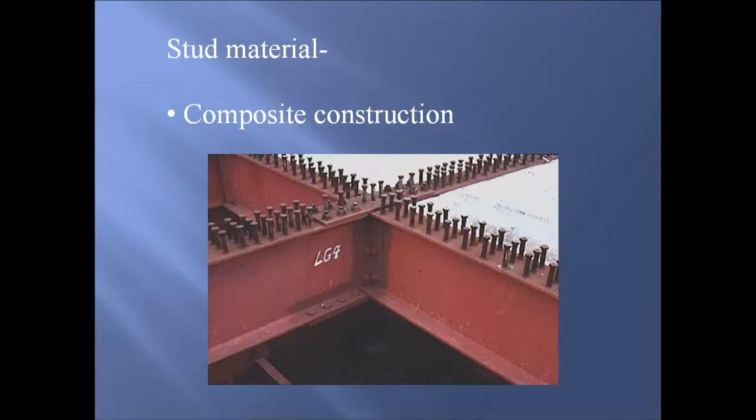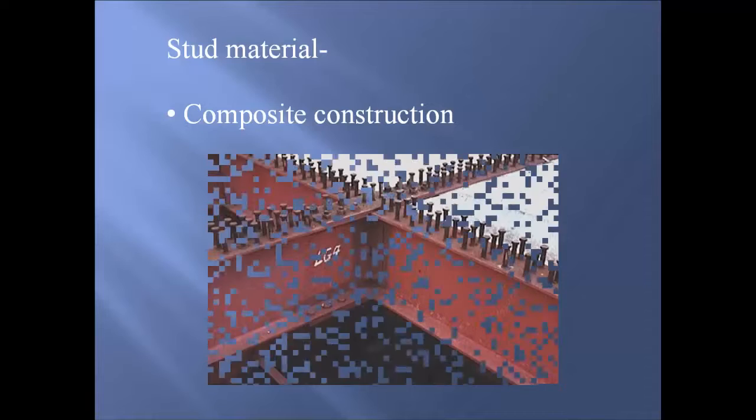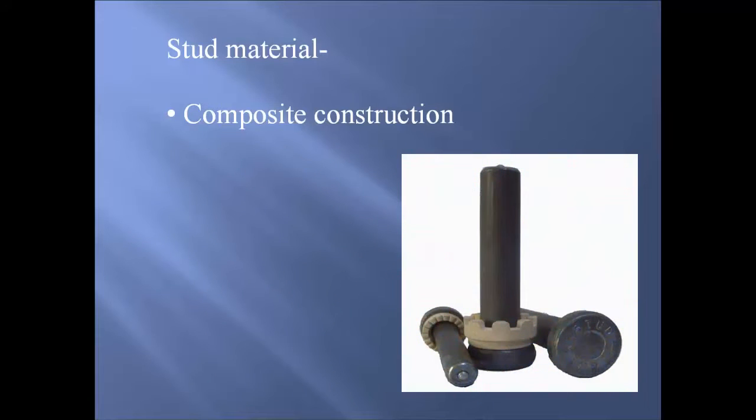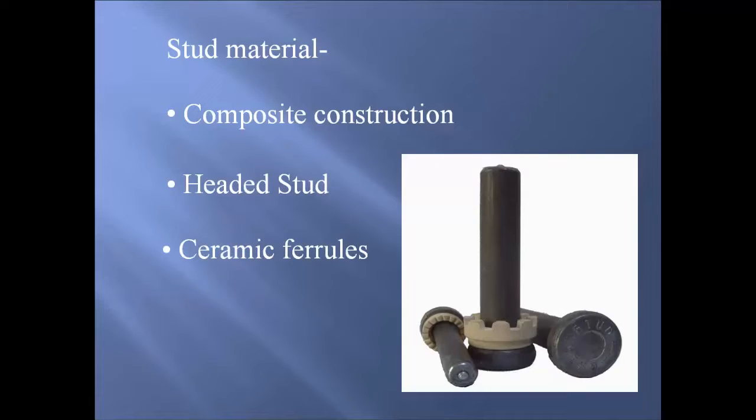First, composite construction means the entire components needed to build a seismic structure: concrete, steel, wood, etc. working as one to resist earthquake forces. So, with the stud arc welding process, the headed studs are usually required to be type B, and ceramic ferrules are used.